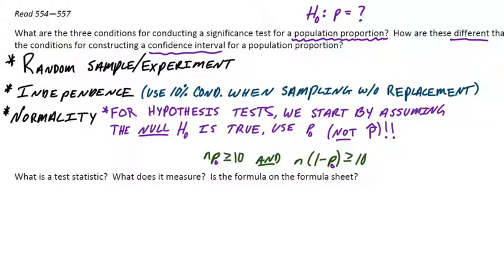And that's actually the only difference in the conditions. Instead of using p hats here, we're going to start out by assuming that the null is true, so we're just going to use whatever the p from the null hypothesis is. We'll call that p naught, or p sub 0. So that's our large counts condition.